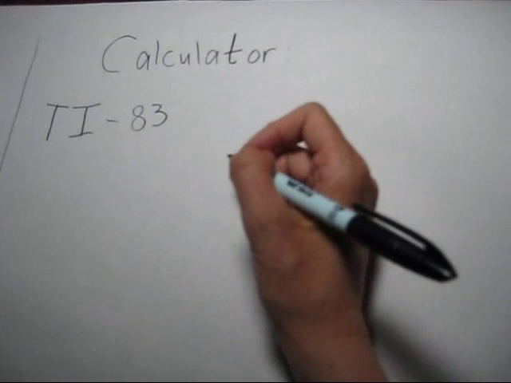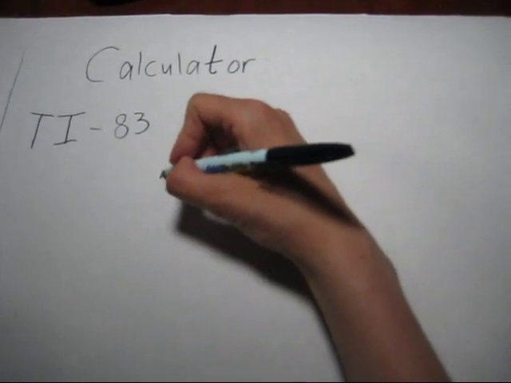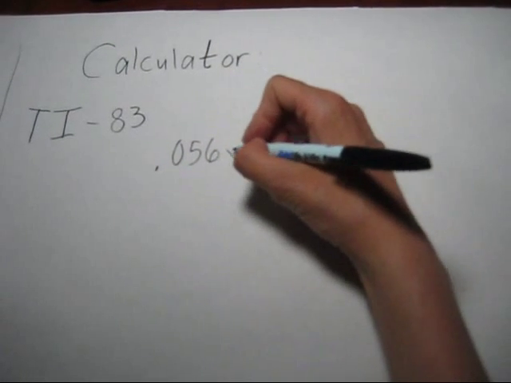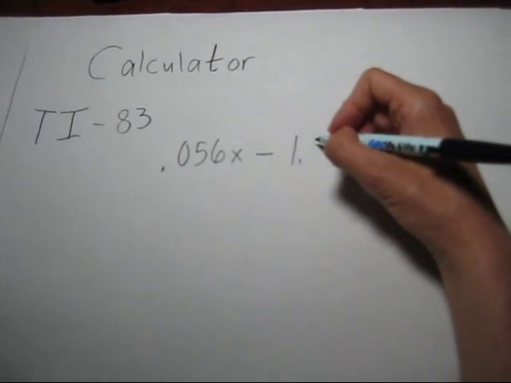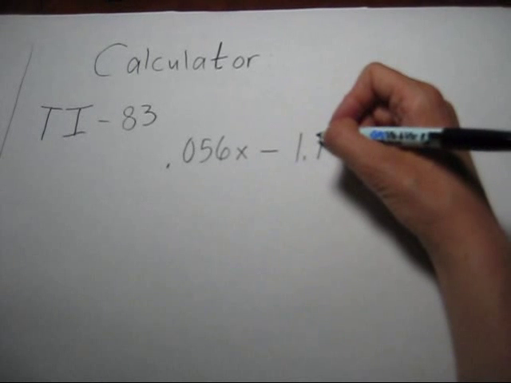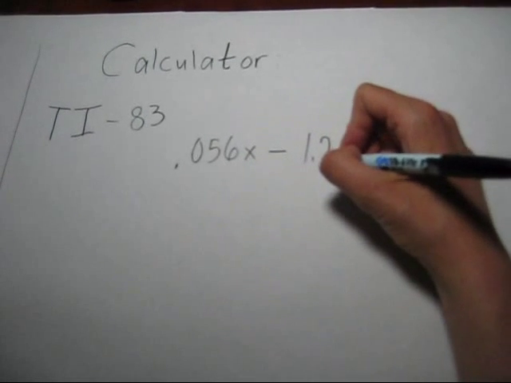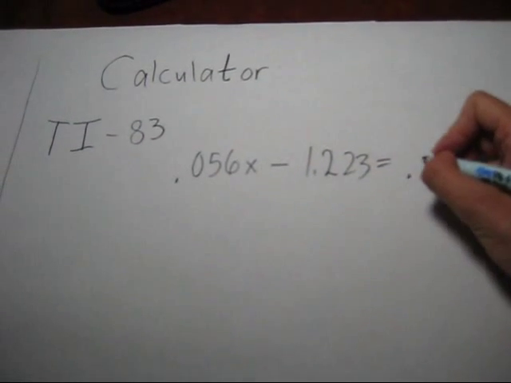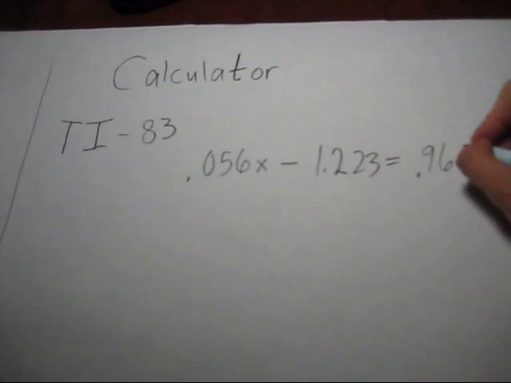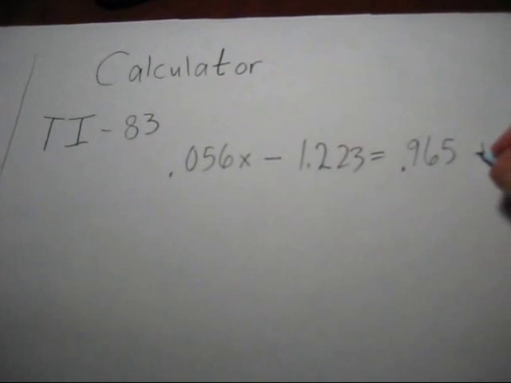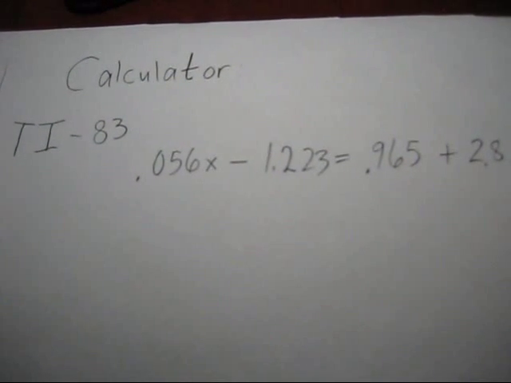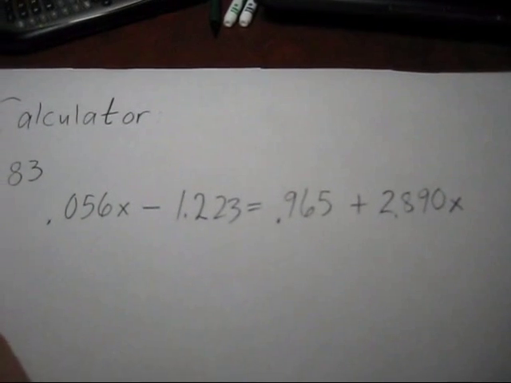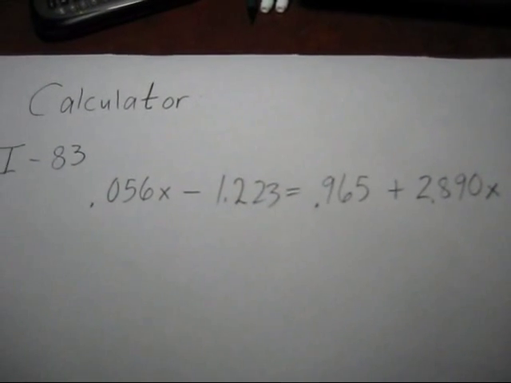Okay, so let's do 0.056x minus 1.223 equals 0.965 plus 2.890x. Okay, so first step on the calculator.